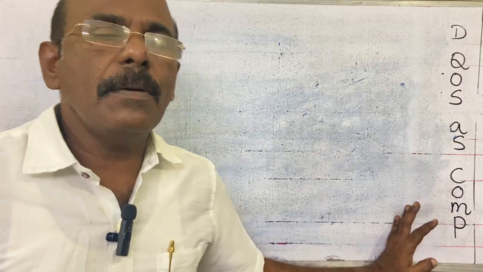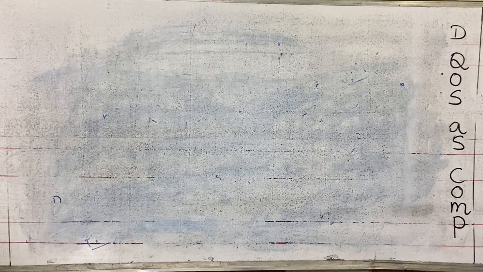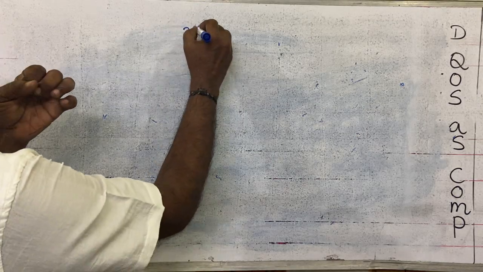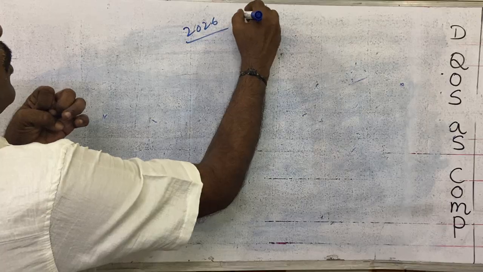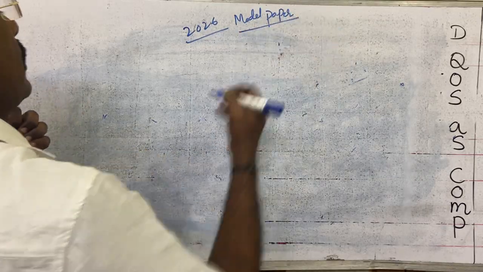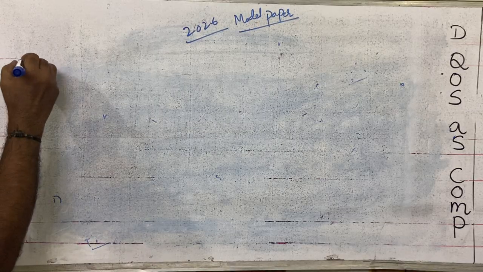Now we are going with public examination models. First, the 2026 model paper they have given, that we want to verify first. The bit is: I received a birthday gift from my uncle. It was interesting and exciting. 2026 model paper. I received a birthday gift from my uncle.